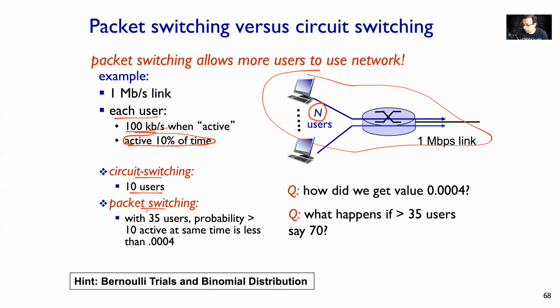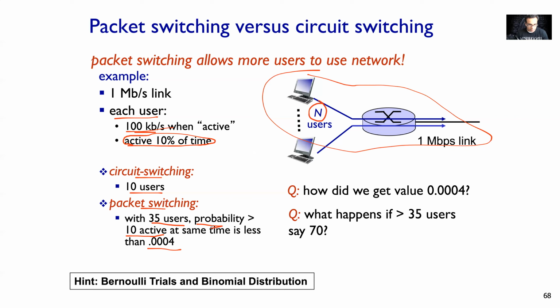But we'll move on to packet switching now, which is a bit trickier to understand, right? It turns out that with packet switching, we can actually support up to 35 users, such that the probability that more than 10 of them are active at the same time is very minuscule. It's as low as 0.0004, right? Now you might wonder where I got all these numbers from. I'll come to that in a minute, but just bear with me, because I've got a bunch of slides on that.